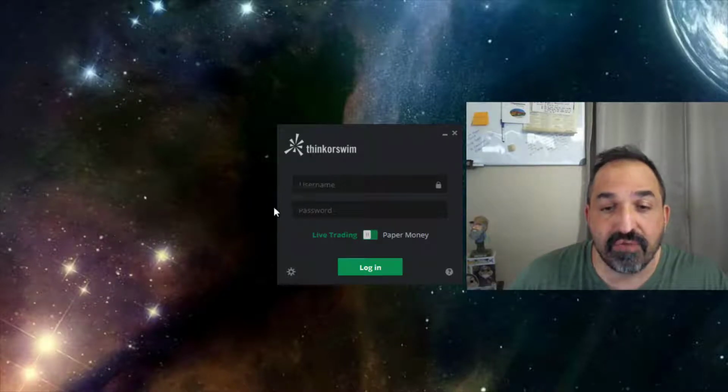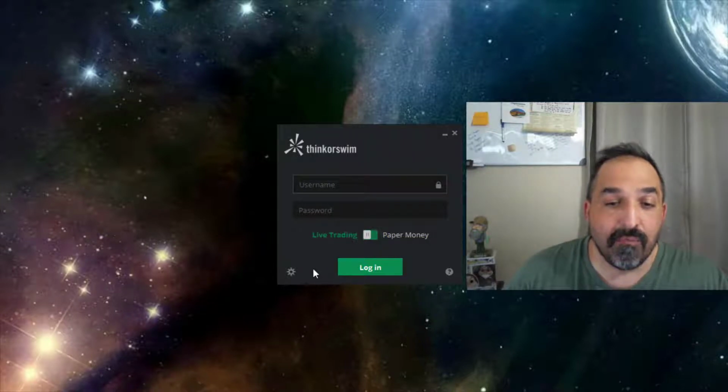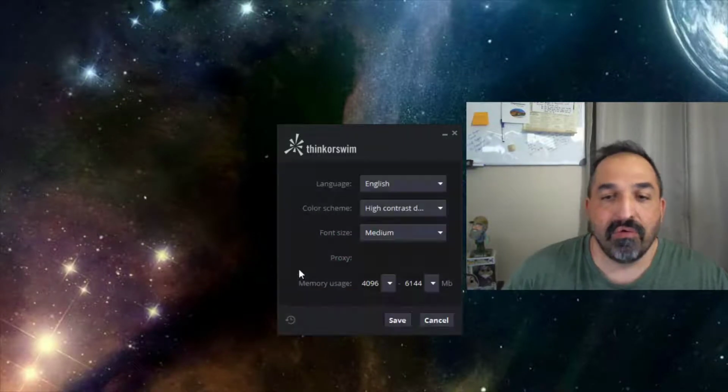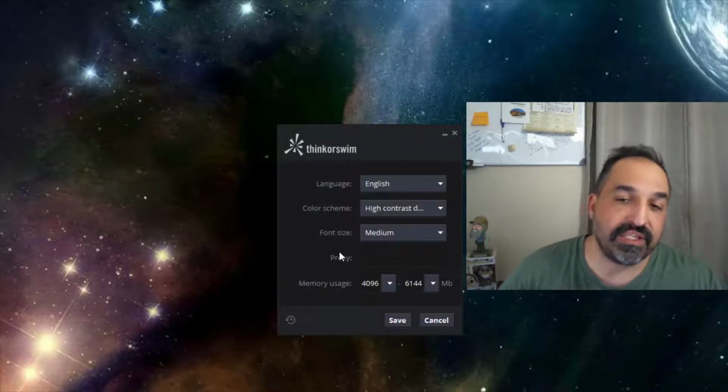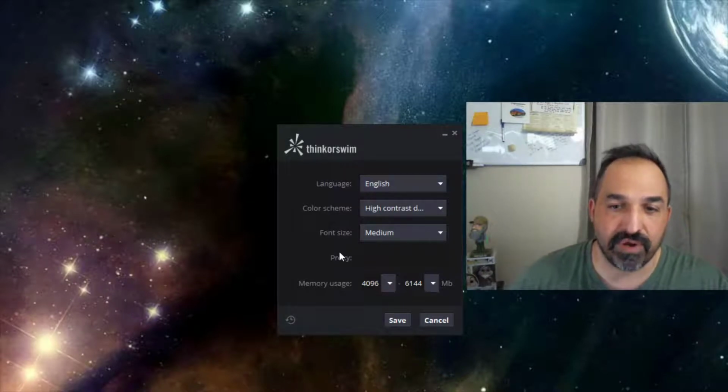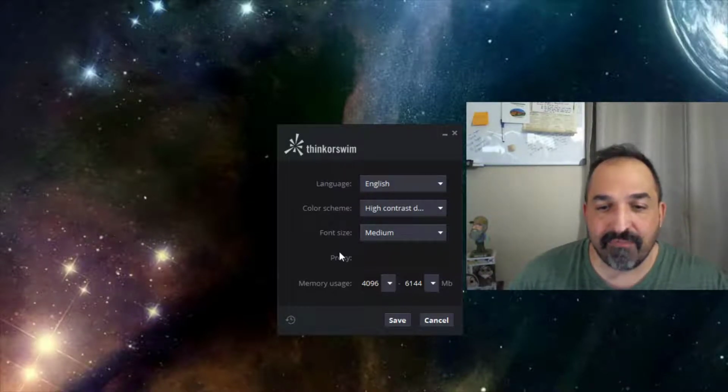You enter your username, you enter your password, and it allows you to swap between the paper trading and the live trading. But what most people miss is this little settings wheel right here. We're going to go ahead and get into that, and this is probably going to be one of the most important first steps for you. Allocating the right amount of memory.